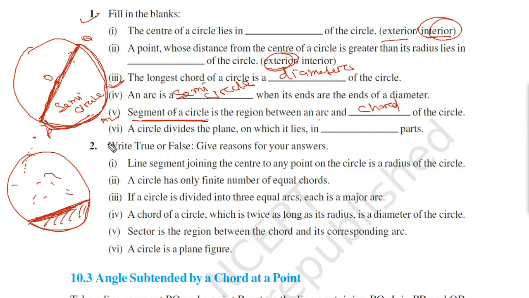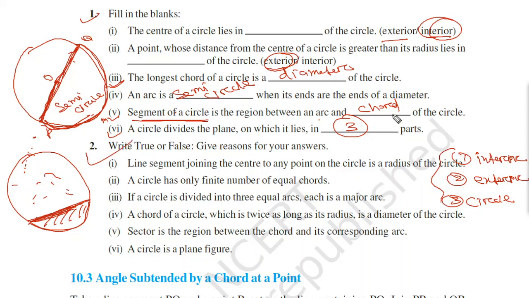Now VI, a circle divides a plane on which it lies into three parts. We have discussed how many parts? Three parts. What are they? The first part is the interior, the second part is the exterior, and the third part is the circle itself. Circle means these points. This is also one part, so it will be three parts.